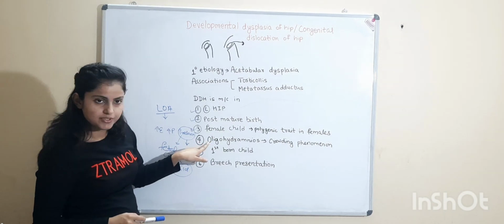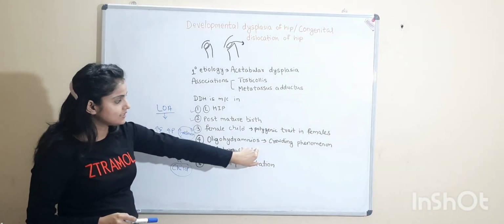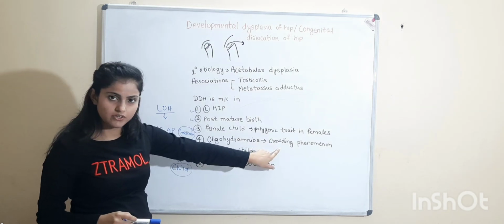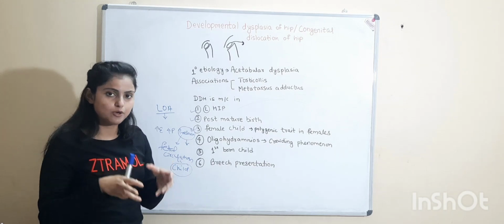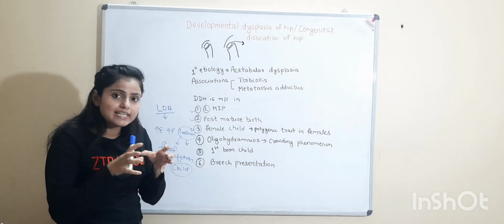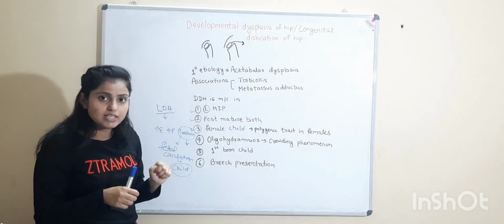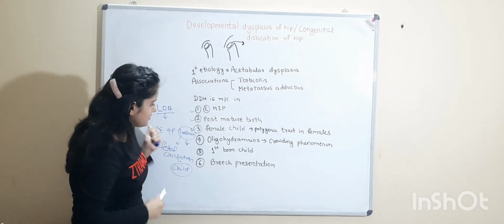Oligohydramnios causes DDH. How does it cause DDH? Due to oligohydramnios, a crowding phenomenon occurs. Due to the crowding phenomenon, there is not enough space for the baby to be accommodated. So the baby hyperflexes to fit in the little space, and in the process of hyperflexion, if there is acetabular dysplasia, there will be dislocation of the femur head.